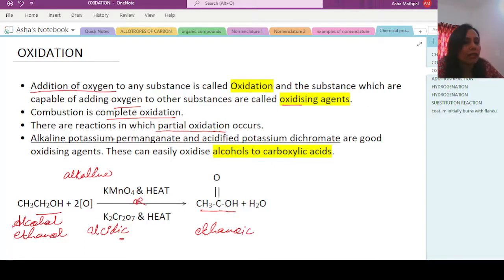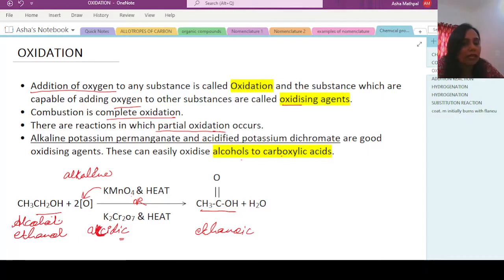So whenever alkaline potassium permanganate and acidified potassium dichromate are added, they always act as a good oxidizing agent and they add oxygen to alcohol. As a result of that, the alcohol changes into acid, that is ethanoic acid. So alcohols to carboxylic acid change, you will see whenever you heat alcohol with either alkaline KMnO4 or with acidic K2Cr2O7. This is acidic, I have written the spelling wrong, sorry.